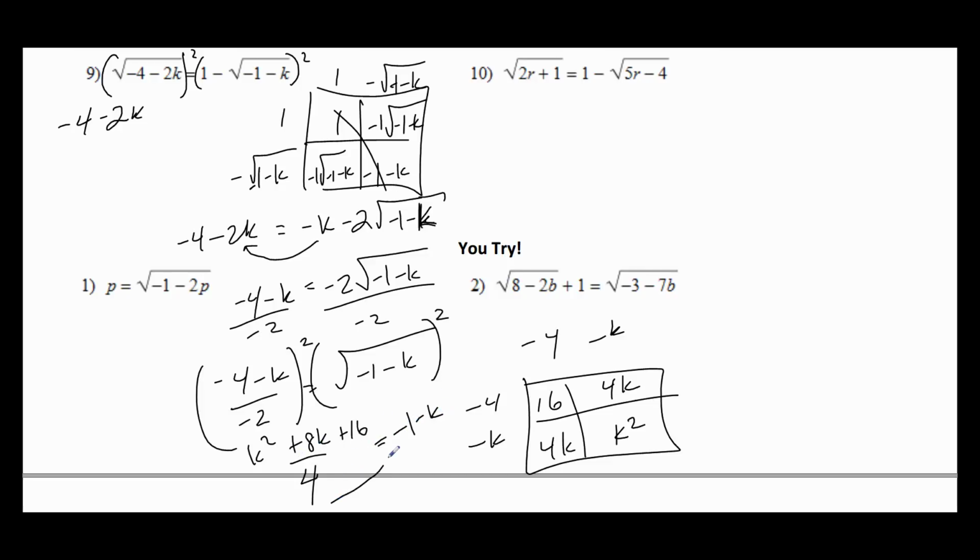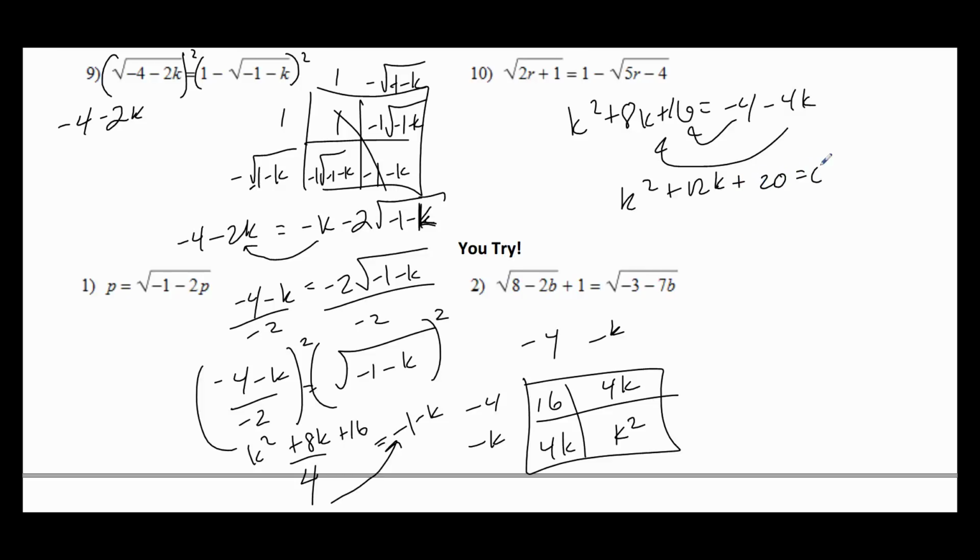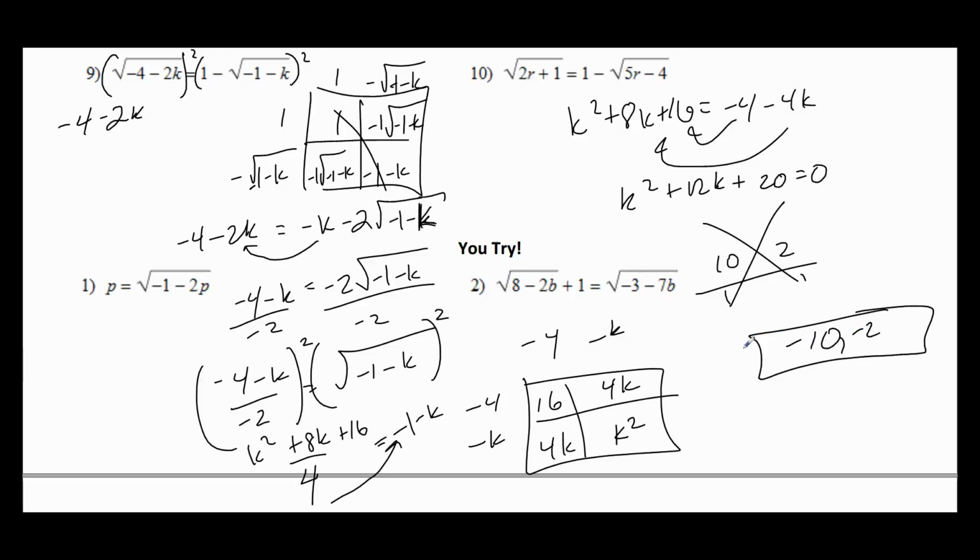Now I want to solve this. So what am I going to do? I'm going to multiply this by 4. So that gives me, I'm going to come way up top here, I got a lot of room here, k squared plus 8k plus 16 equals negative 4 minus 4k. Now I'm going to bring that over: k squared plus 12k plus 20 equals 0. Now I can factor. I get 10 and 2. Those are my two side numbers. I have to divide by 1, which is the a, and flip them: negative 10 and negative 2. So these are 2 answers that I arrive at.